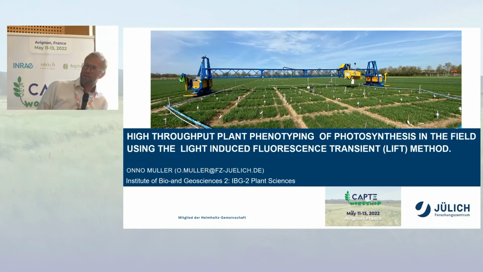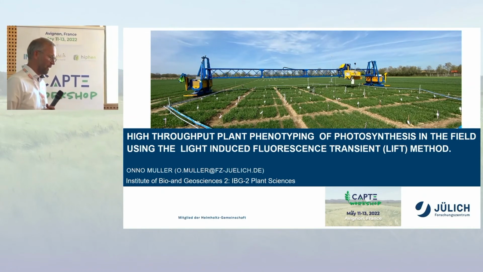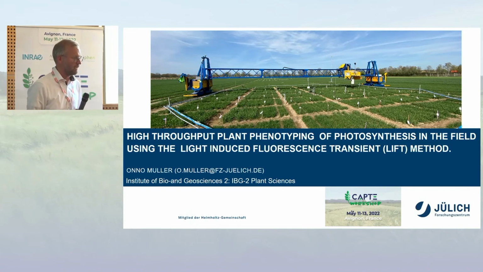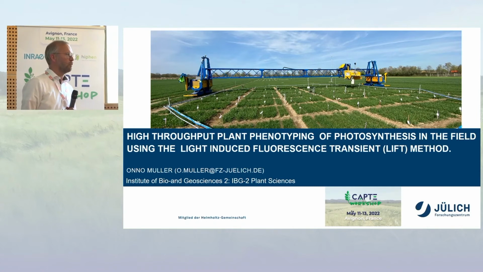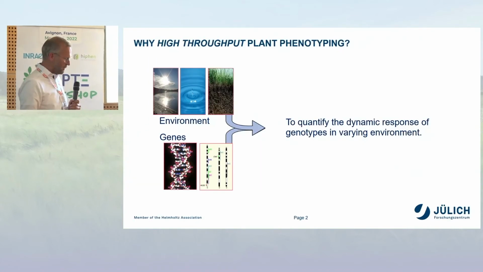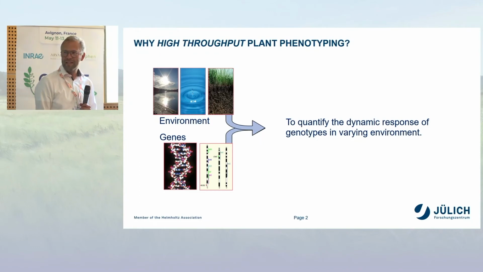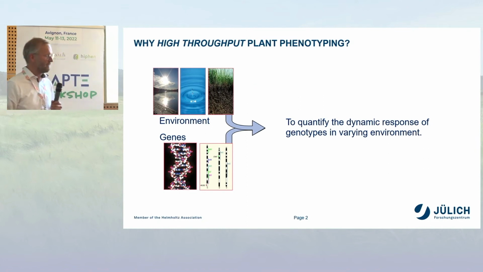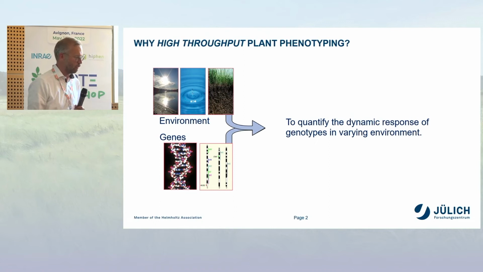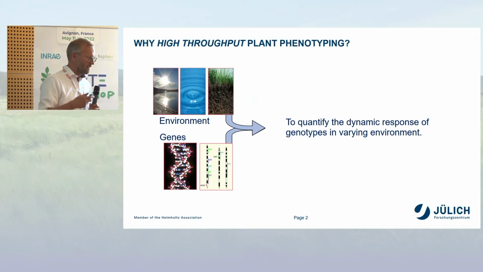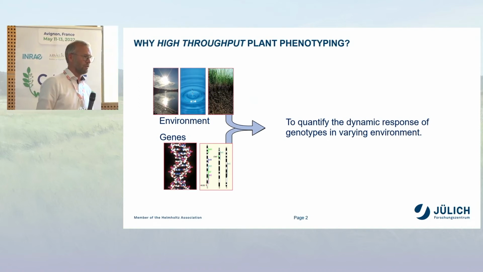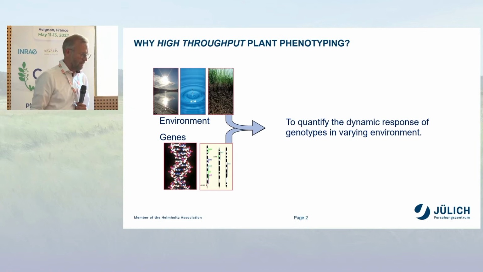But I would like to talk with you about high-throughput plant phenotyping of photosynthesis in the field, using one method, the light-induced fluorescence transient. Why high throughput? We have addressed high throughput in several ways, but I would like to emphasize again, it's the environment. Francois already addressed it. The dynamic environment changes in minutes, in seconds, in terms of fluorescence. To quantify this dynamic response of genotypes in a varying environment, that's also the high throughput that contributes to it. The genes, of course, are always addressed, but here the environment to quantify this dynamics is important.